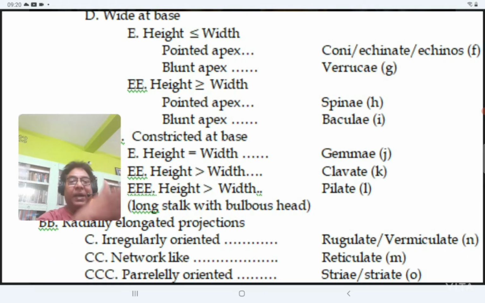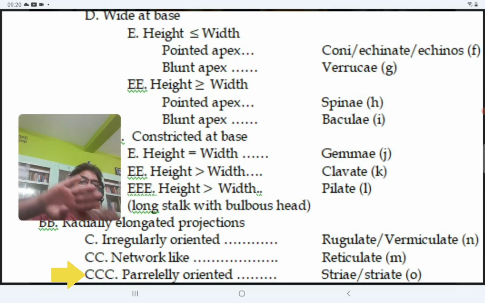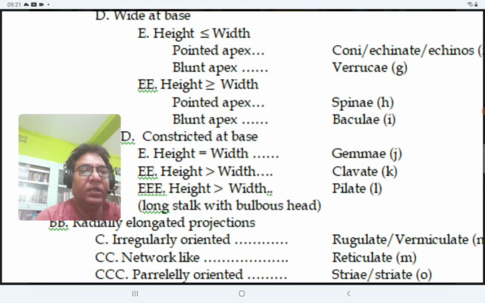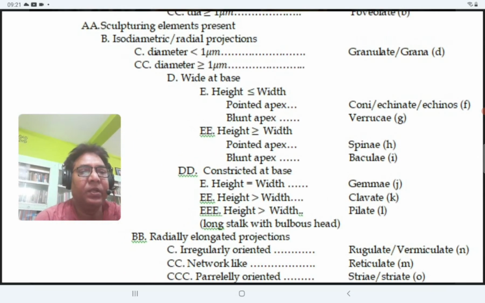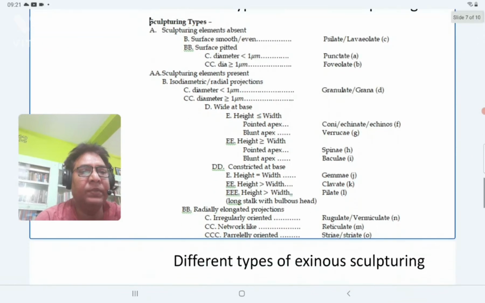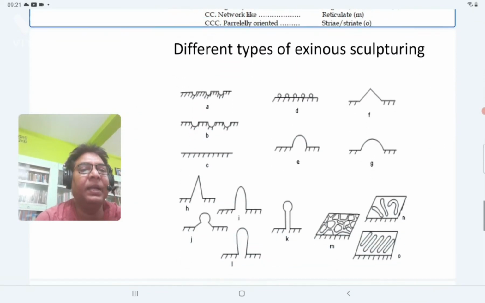And when they are parallelly oriented, just like finger-like, one after another, there are elongated projections, parallelly arranged more or less, then that is called striate or striae. So this we can also visualize with a diagram like this.